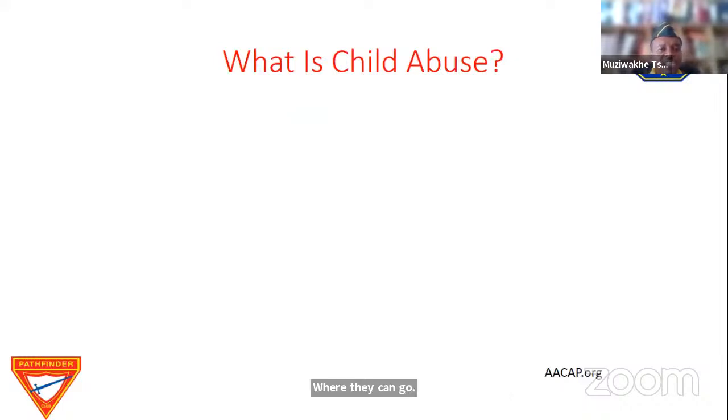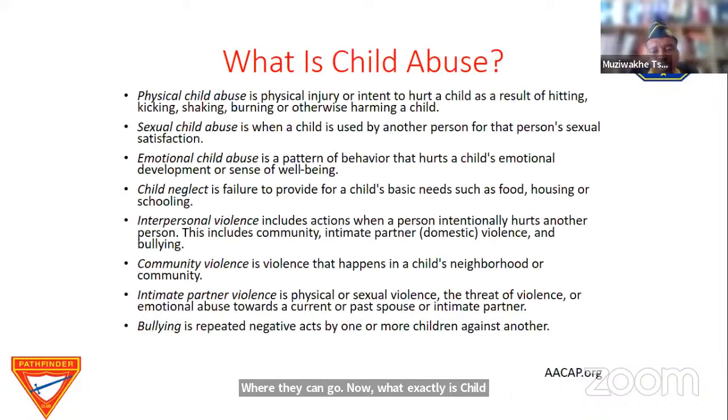Now, what exactly is child abuse? When defined by the American Association for Child and Adolescent Psychologists, child abuse is a physical injury or intent to hurt a child as a result of hitting, kicking, shaking, bending, or otherwise harming a child.